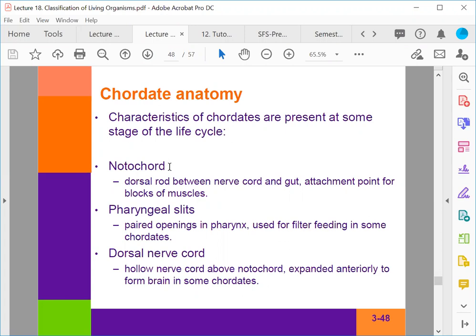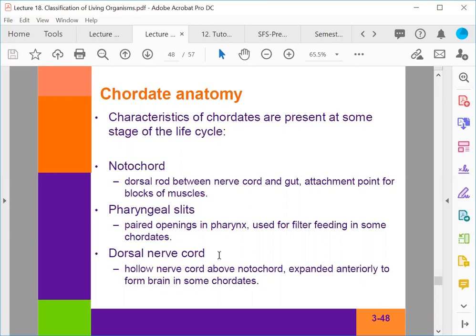All right, so what is the notochord? It's a dorsal rod which is situated between the nerve cord, so think of the spinal nerve cord, and the gut. So that's the notochord. Then we have the pharyngeal slits, which are simply paired openings in the pharynx. In some chordates, they're used for filter feeding, so think of fish. And of course, in humans, pharyngeal slits eventually form into other parts of the body, such as parts of the jaw and parts of the thymus gland, and so on.